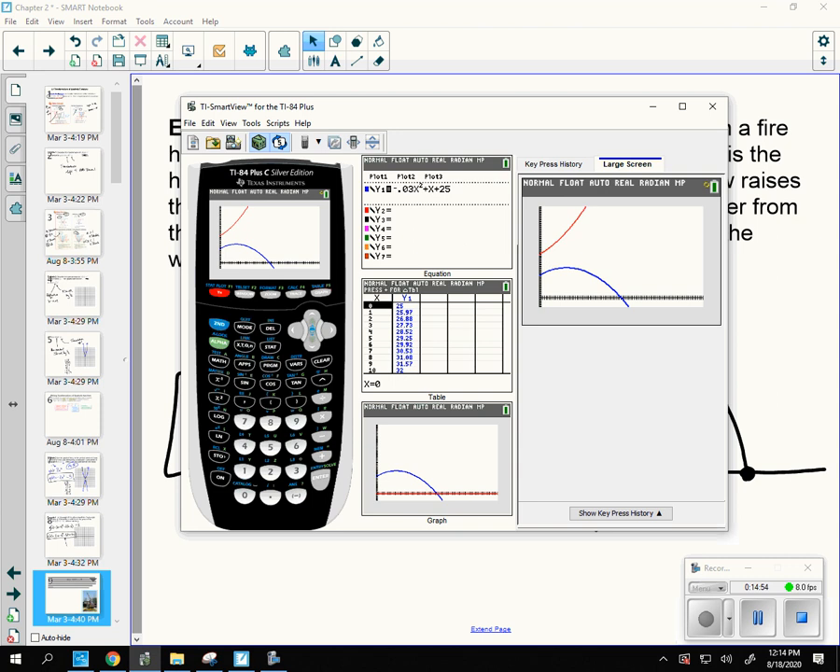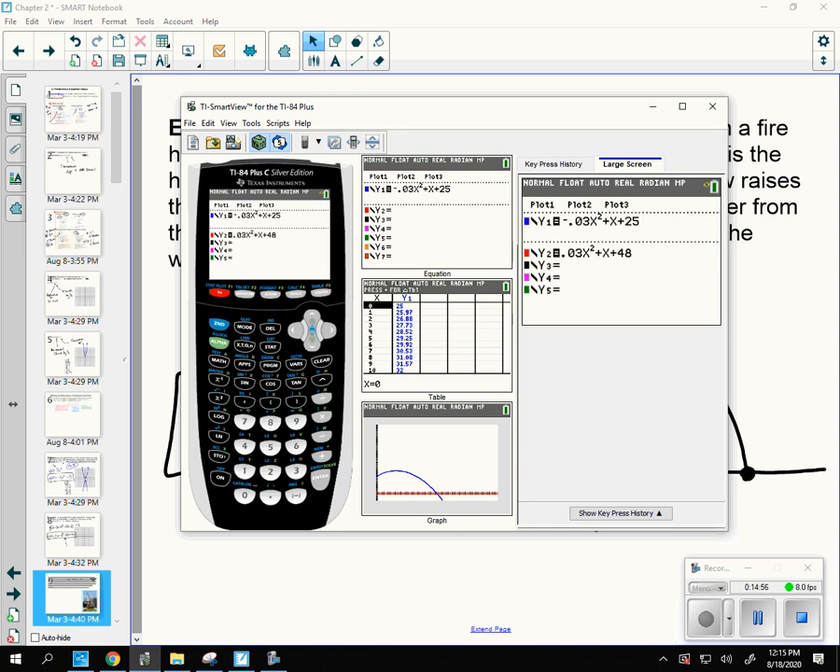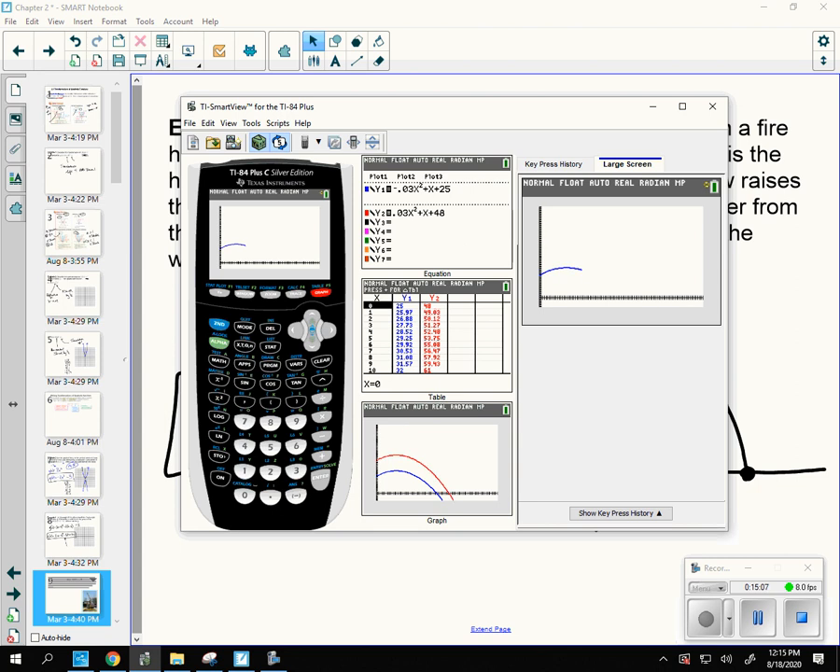I apologize. Hold on. Something went awry. Oh, I didn't type in negative 0.03. Let me go down here and see if I can fix it. Insert a negative. All right, now hit graph. So there's my original one. I want the water to go 10 feet further, so I raised it up, and now it should land 10 feet further.